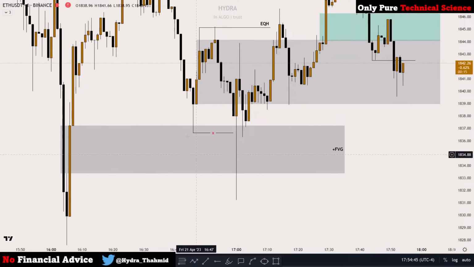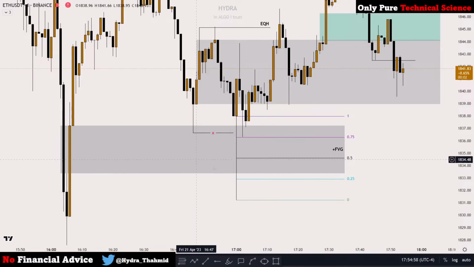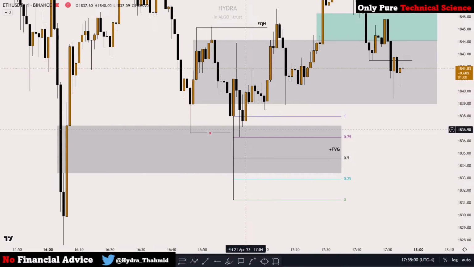That was the first confirmation. It did reject from this fair value gap. Then it got rejected from the upper quadrant of this week. That's when I knew that price is bullish. Once price did this stop hunt and got rejected from this fair value gap over here, I wasn't looking for a trade from this fair value gap.